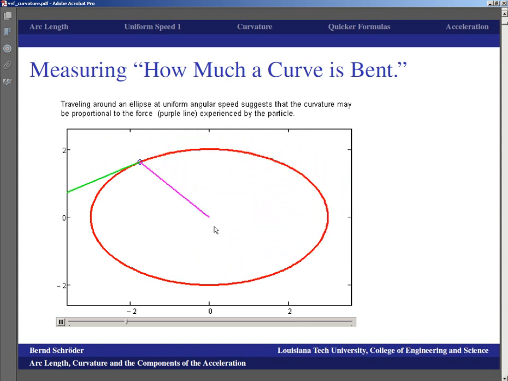And what we can see is that the acceleration vector is longer in the steep part of the curve than it is in the not so steep part of the curve, and that's because it takes more acceleration to go around a steep curve at the same speed than going around a shallow curve. Okay, so you might suggest here that a measure of how much the curve is bent is how much acceleration we need to go around the curve. But we have to be careful here.